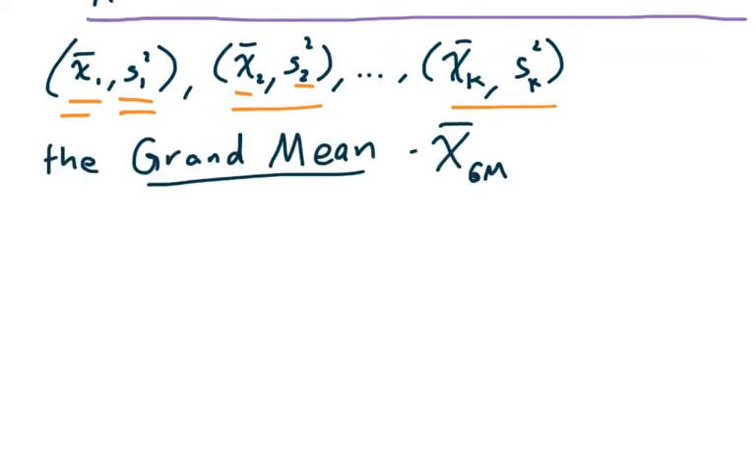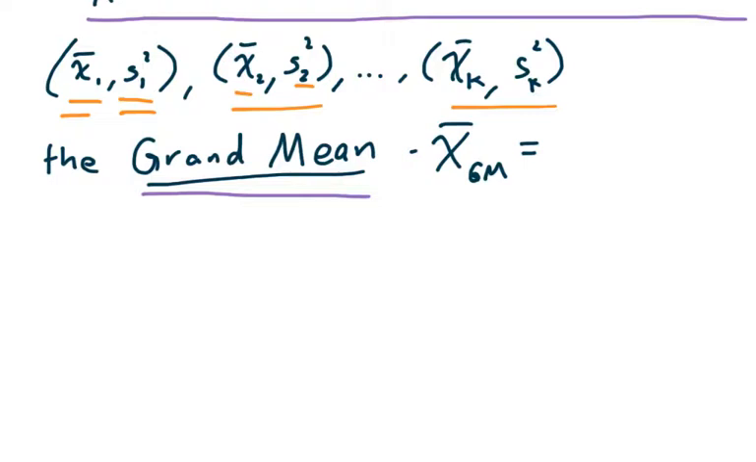The next computation that we have to do is compute what is called the grand mean. So this is the average for everything in the sample, the sum total of all of the different samples, the whole thing. We denote this by x-bar, of course. The subscript on it is capital GM for grand mean.